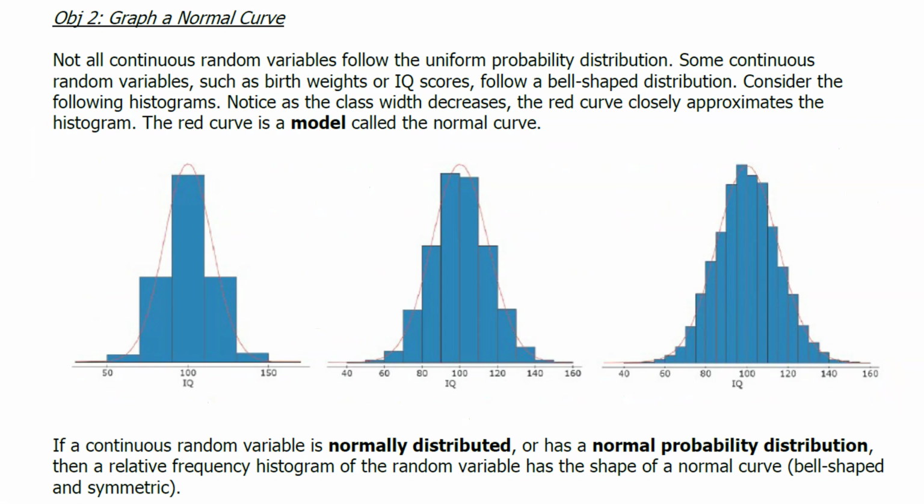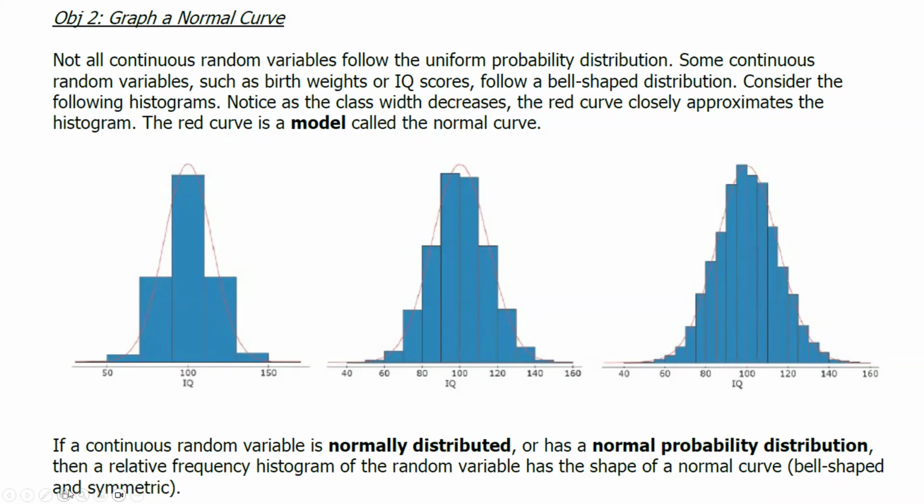So objective 2, graph a normal curve. Not all continuous random variables follow the uniform probability distribution. Some continuous random variables, such as birth weights or IQ scores, follow a bell-shaped distribution. So consider the following histograms. Notice as the class width decreases, the red curve closely approximates the histogram. The red curve is a model called the normal curve.